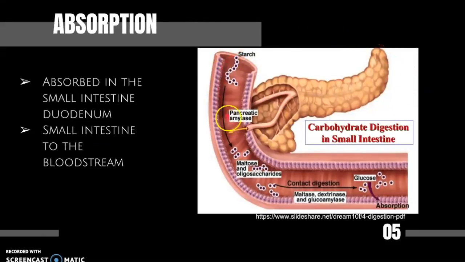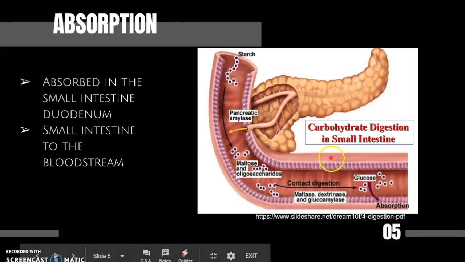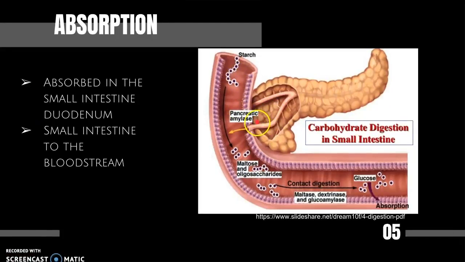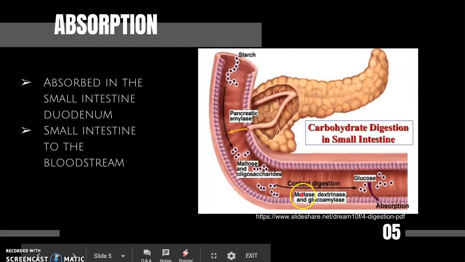So here's a picture of how it's broken down, and this is the duodenum of your small intestine. We have our starch, and the pancreas secretes pancreatic amylase, which breaks up the carbohydrate, which is the starch or polysaccharide, and then that breaks it down into its disaccharide pieces. After it's a disaccharide, another enzyme comes in and breaks it into the monosaccharide. So in this case, the enzyme used would be maltase, because we're going to be breaking down maltose.